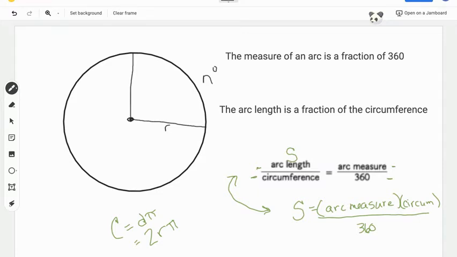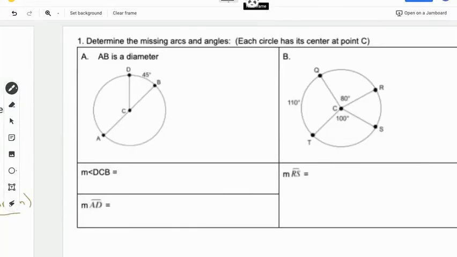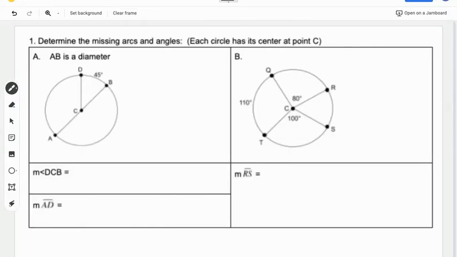So then let's look at some problems with this idea in mind, looking at the measure of an arc and also finding the arc length. So here's a few problems. We need to determine what those arc lengths or the arc angles are here. You'll notice that we're told that it has a center at point C. This is really important because in order to use those properties that we know about the measure of an arc, we have to have the angle of that inside degree, that degree that goes from a side of the circle to the center point out to the other side. Okay, it also tells you maybe some other information.